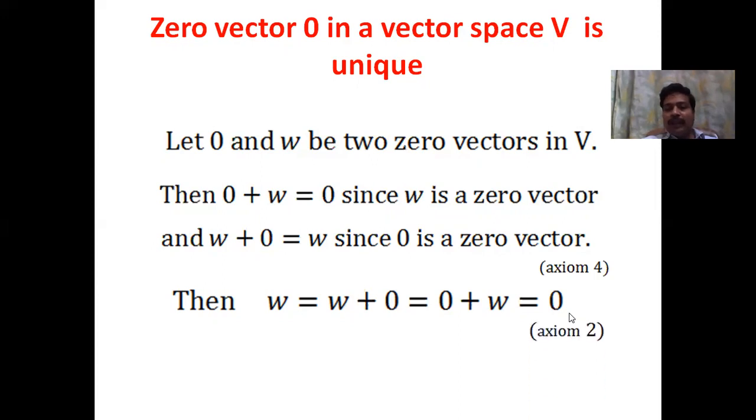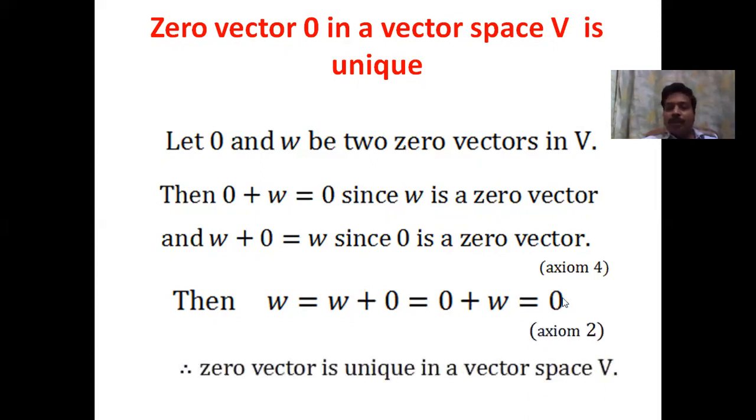If I take two zero vectors, then both are the same. So we can conclude that the zero vector is unique in a vector space. So in every vector space, there will be a zero vector. There will be only one zero vector. That is the point here.